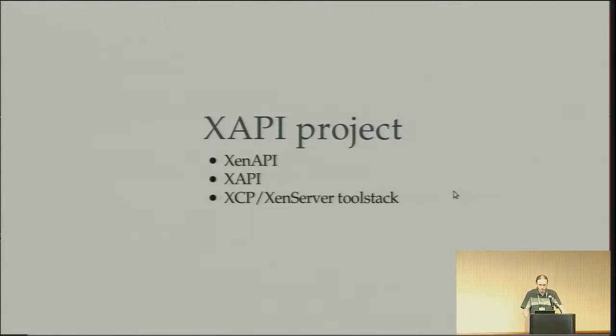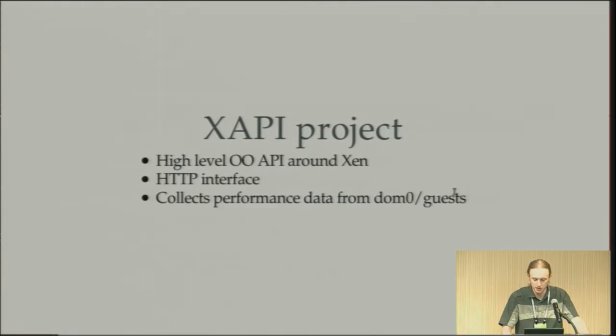So it goes by a few different names, which are kind of all used interchangeably, even within Citrix. What it essentially is, is a suite of tools which gives you a high-level object-oriented interface on top of a Xen host. So you have interfaces for configuring networking and storage at the host level and at the guest level, as well as networking storage. Things like HA you can configure through Xen API.